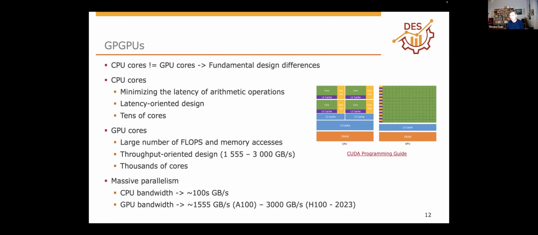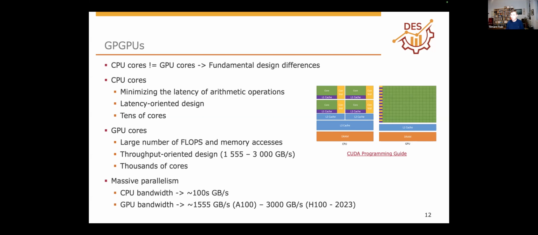So a CPU is very generic. We can do all kinds of different operations. And we're trying to minimize latency between different tasks. So we have very latency-oriented designs with tens of cores. A modern CPU that you will get in a server will have tens of cores. Very few have over 100 cores.